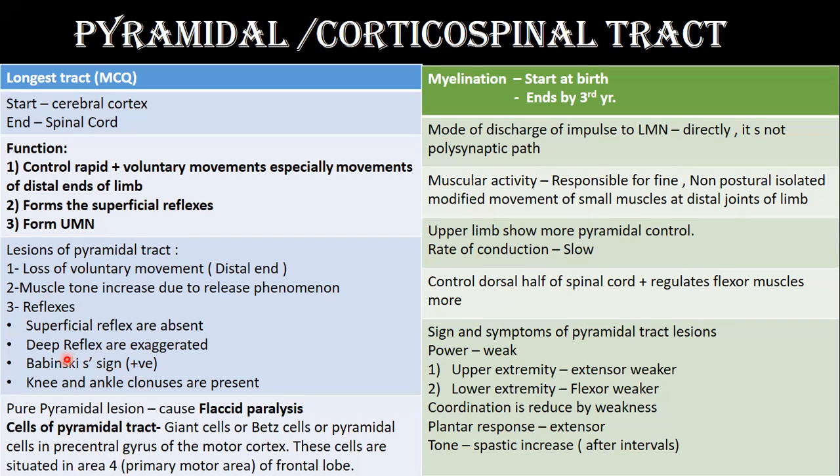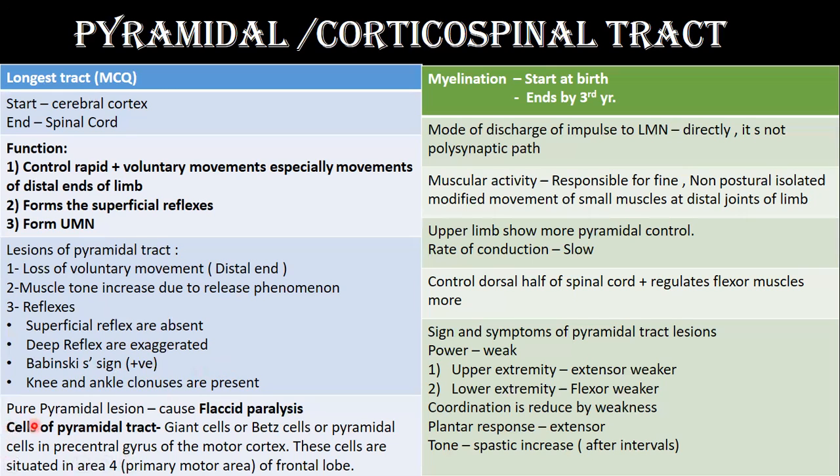If the lesion is present, there is a problem in the reflexes: superficial reflexes are absent, deep reflexes are exaggerated. Babinski's sign shows positive; if you remember in the reflex series, I mentioned that it forms a fan-like projection of the toes. So it is positive, and knee and ankle clonus are present over here. So you need to know these; before that see the reflex video, then only you will come to know about these.